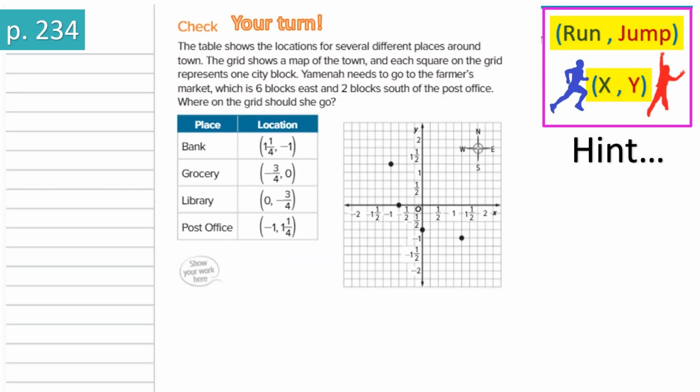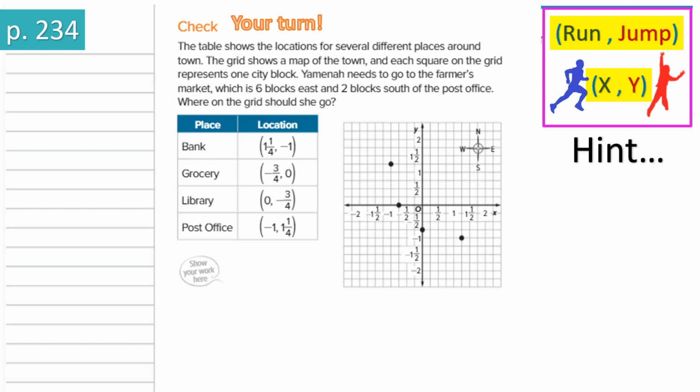All right, so I want you to give this one a try, and I'm going to tell you right now, you can have a hint. These are the same coordinates and locations, so just use the map that we just did. It's asking you to figure out that if the table shows these locations for these 4 places around town, that we need to look at where Yamana, don't know why you would name your kid that, wants to go to the farmer's market, which is 6 blocks east and 2 blocks south of the post office. So go ahead and plot it, then go ahead and write the ordered pair to let me know where it would be.